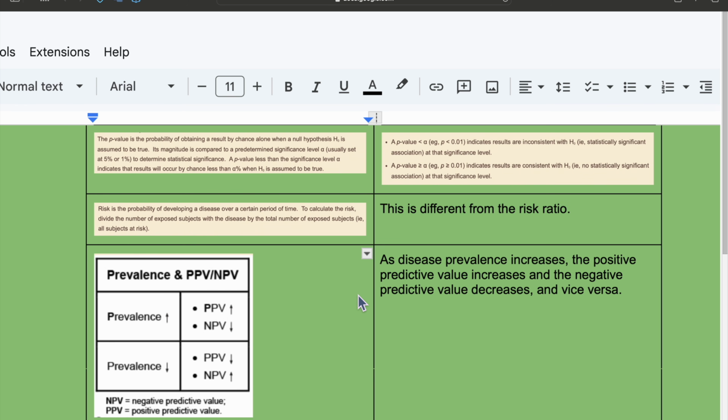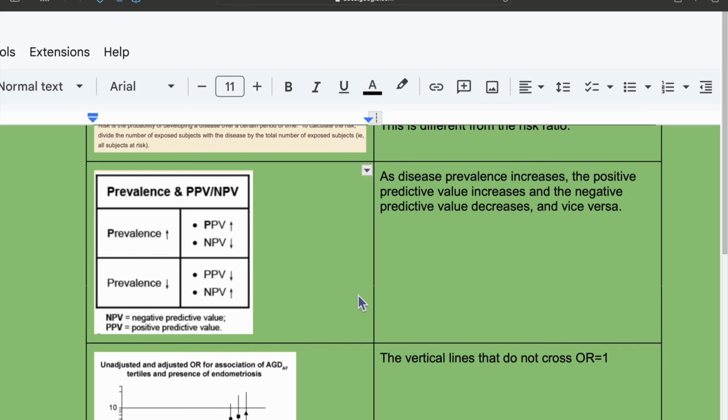Anyways, spend enough time on that. Hopefully, you'll remember that. Prevalence and PPV and NPV. Prevalence increases, PPV increases, NPV decreases. Prevalence decreases, then that increases NPV, but it decreases PPV. As disease prevalence increases, the positive predictive value increases and negative predictive value decreases, and vice versa.